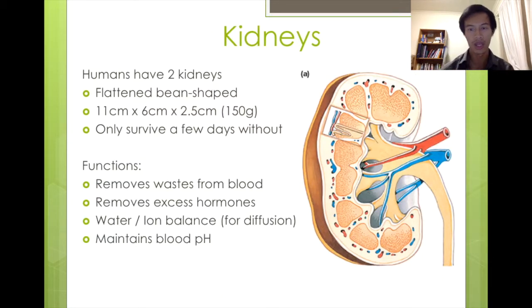Now, they look like beans, and they are about 11 centimeters by 6 by 2.5, and about 150 grams each. You can only survive for a few days without your kidneys, because they are so important in stopping your blood from becoming too toxic with all the wastes that your cells are producing. Okay, it removes the waste from the blood.